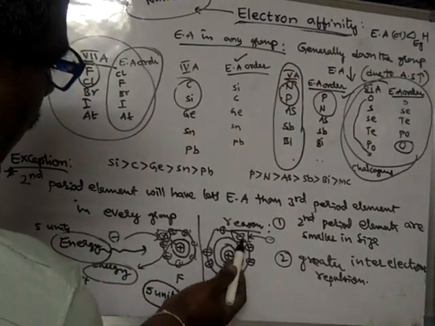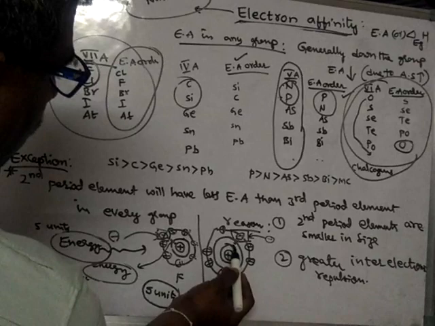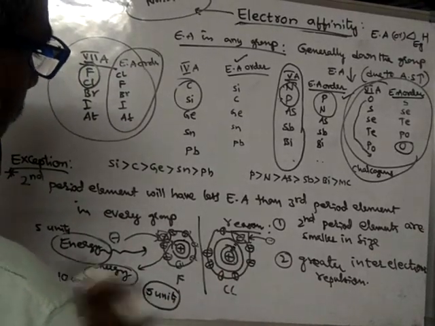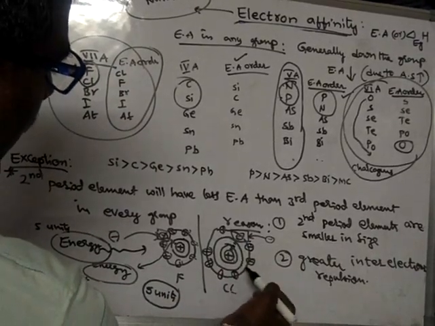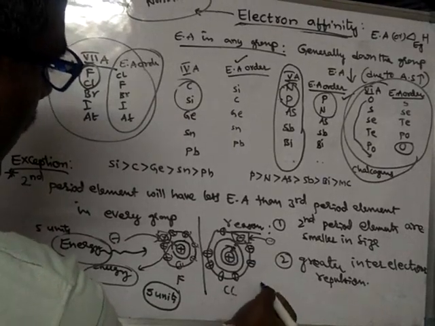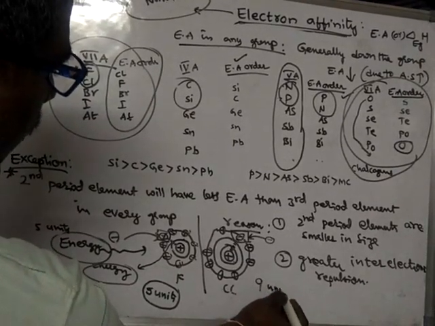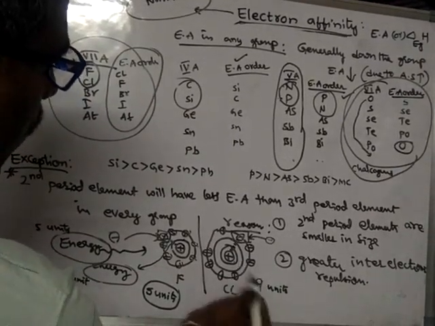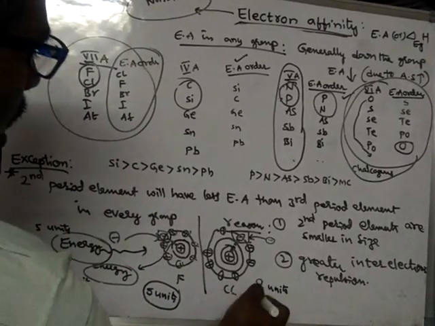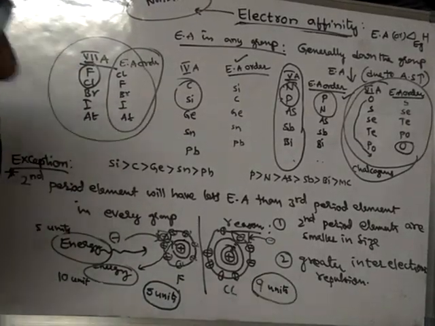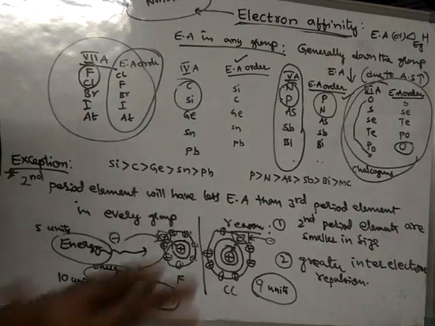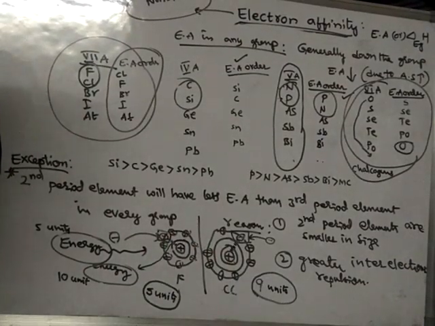Now what happens after the addition of this electron? There exists a force of attraction. Due to this force of attraction, what is happening? It is releasing 9 units of energy. So how much energy as a whole is it releasing? It is releasing 9 units of energy only.